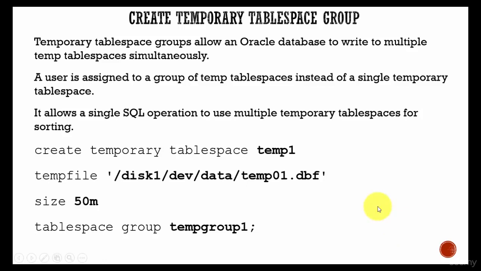And how do we create a temporary tablespace group? As I said, whenever you create a temporary tablespace and assign it to a group, the group will be created. You see here, I am creating a temporary tablespace, and here at the end, I am saying tablespace group temp_group1. So now temp_group1 is created. Now you can add more temporary tablespaces to this temp_group1, and you can assign this group to the users. Now let's go and see how to create a temporary tablespace group.